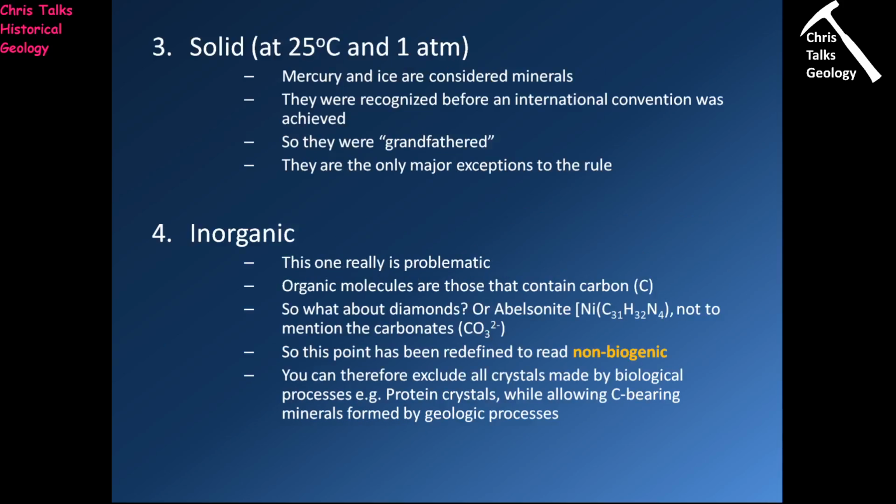Okay, solid at room temperature, so 25 degrees Celsius, 1 atmosphere pressure. Well, there are 2 minerals that fall down on that particular point, and they are mercury and ice, which we know at room temperature will of course be liquids. So the question you're asking yourself is, well, okay, why do we consider them to be minerals? And the answer is quite straightforward.